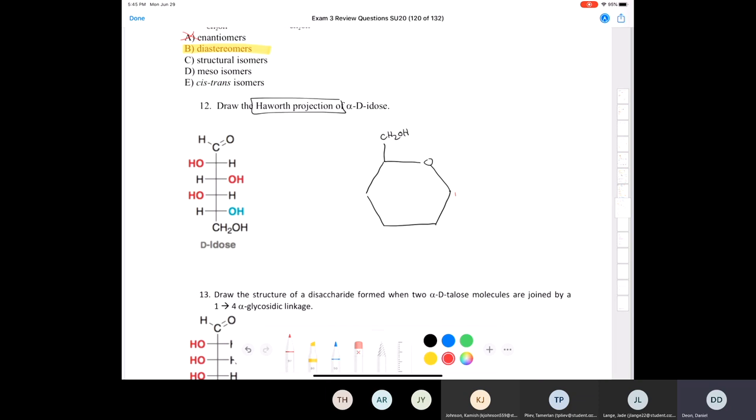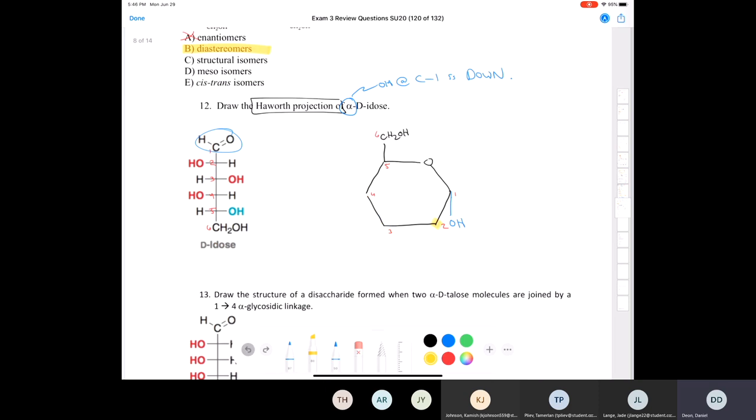After that, you can number the carbons 1, 2, 3, 4, 5, and 6. It tells us in the name that we want to draw alpha diidose. That tells us that our hydroxyl, OH at C1, is down, right? Because it's alpha. So carbon one, we're going to draw pointing down. And remember, carbon one in the open-chain form is not a chiral carbon, but carbon one in the Haworth projection is a chiral carbon. So then all we need to figure out is which direction the hydroxyl is pointing on carbons 2, 3, and 4.